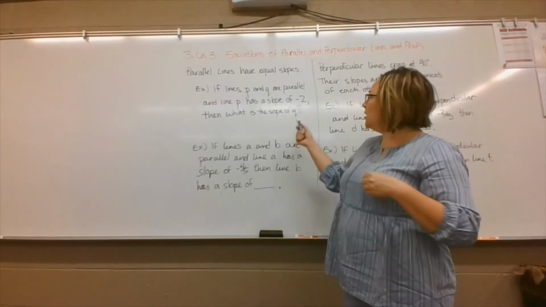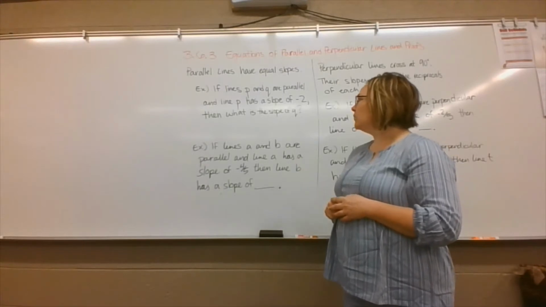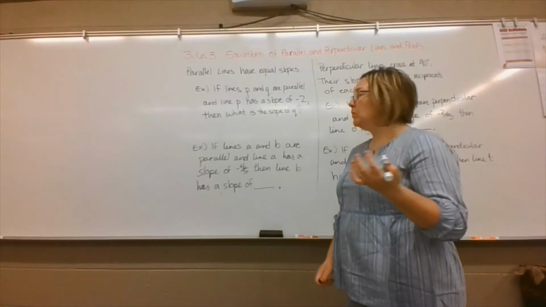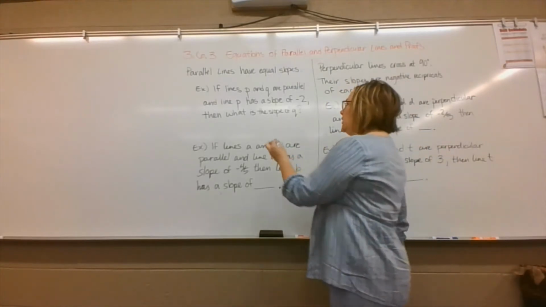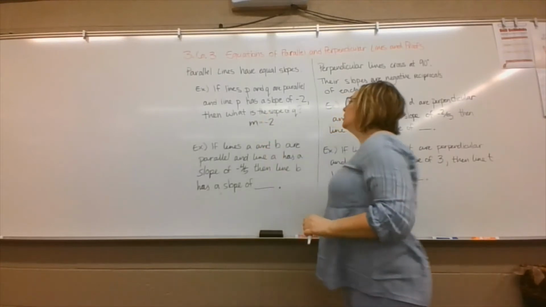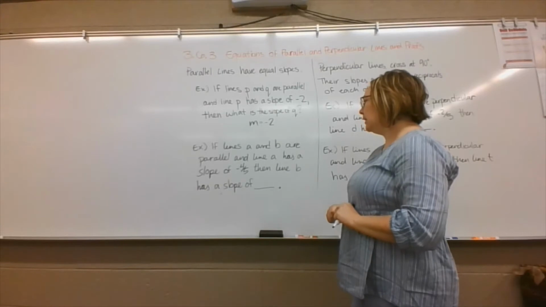So if lines P and Q are parallel and line P has a slope of -2, then what is the slope of Q? Well, the slope of Q will be the exact same as the slope of P. So m equals -2.